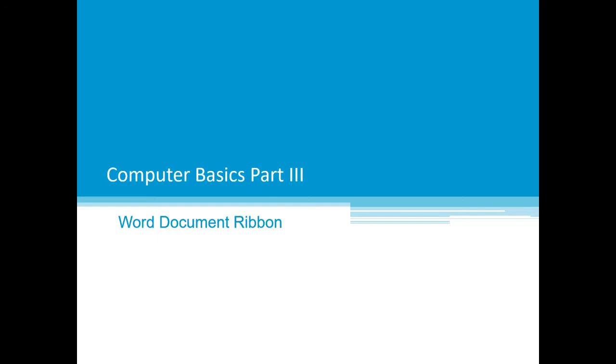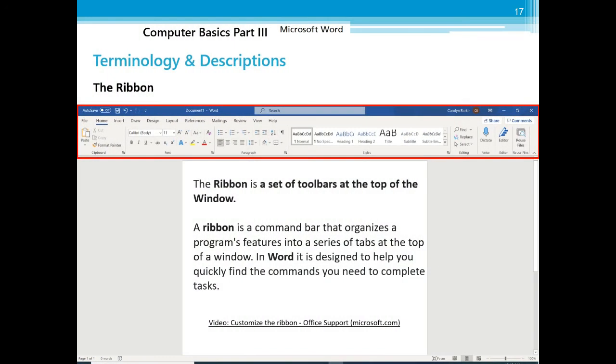The Word document ribbon. The bar at the top of each document is called the ribbon. The ribbon is a set of tools at the top of the window. A ribbon has commands that organize program features into a series of tabs. In Word, it is designed to help you quickly find commands you need to complete tasks.